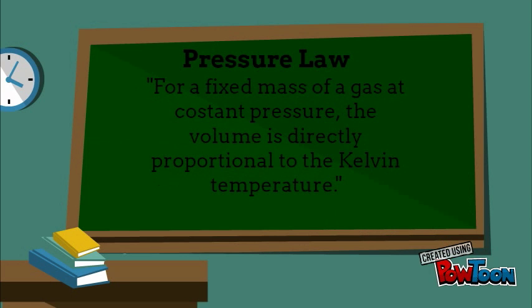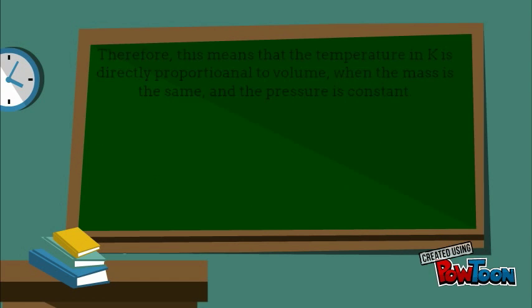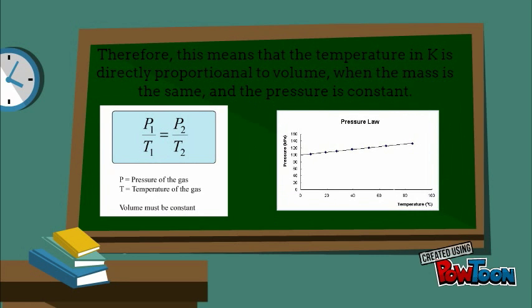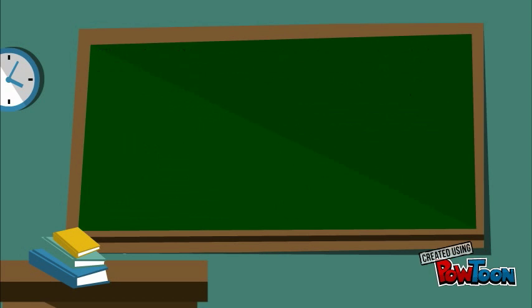The third gas law, the pressure law. The pressure law states that for a fixed mass of a gas at constant pressure, the volume is directly proportional to the Kelvin temperature. Therefore, this means that the temperature in Kelvin is directly proportional to the volume, when the mass is the same and the pressure is constant. This could be expressed in the formula P1 over T1 equals P2 over T2, where P is the pressure and T is the temperature. Also, when you increase the pressure, the temperature will also increase.